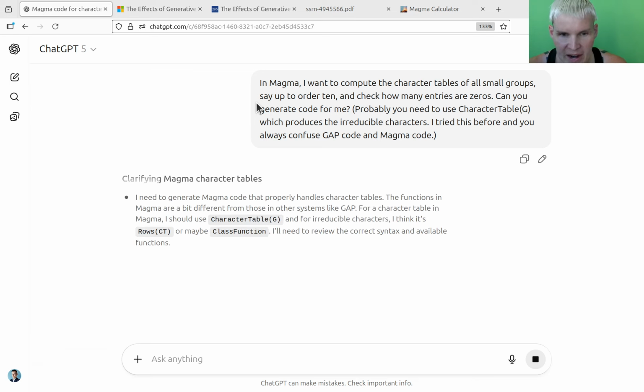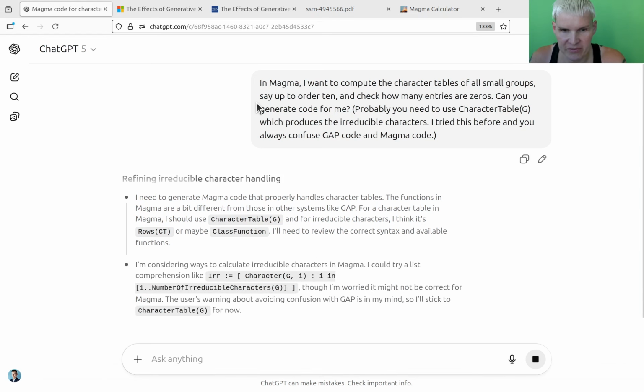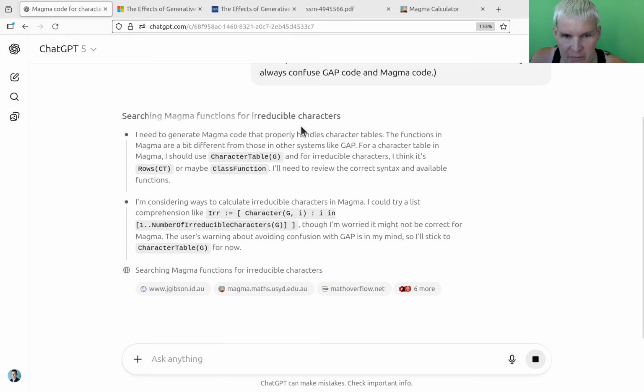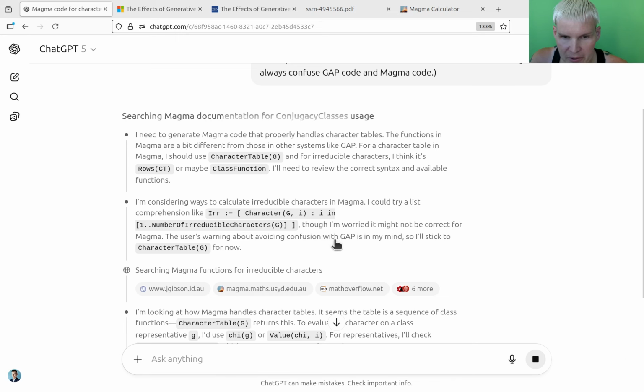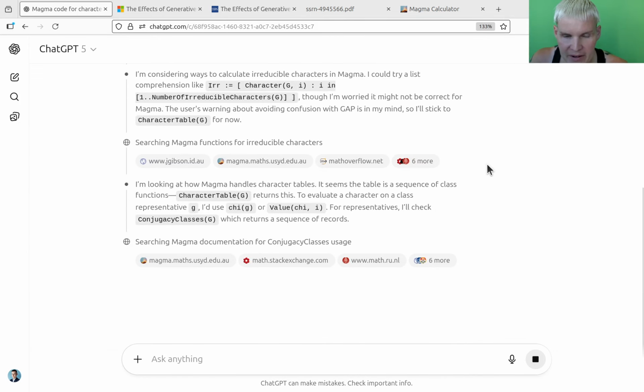So let's see. I need to generate Magma code that properly handles character tables. Character table. I think it's rows, maybe class functions. Irreducible characters. No, that doesn't work. Number of irreducible characters. That doesn't work. So I'm worried it might not be correct for Magma. With the user's warning about avoiding confusion with GAP in mind, I'll stick with character table for now. That's right. So character table I'd use.